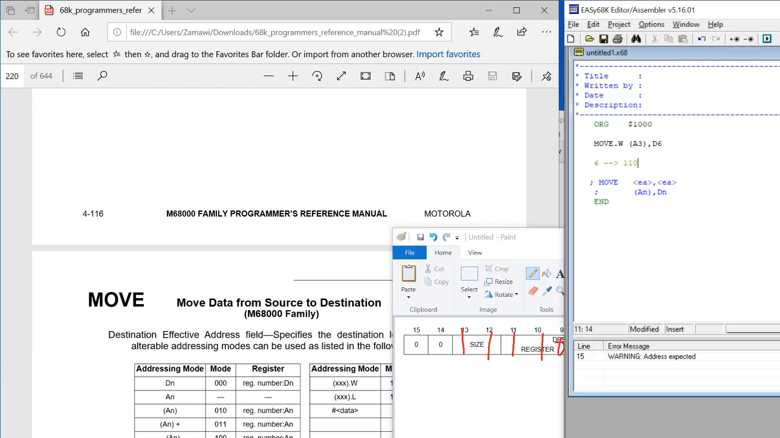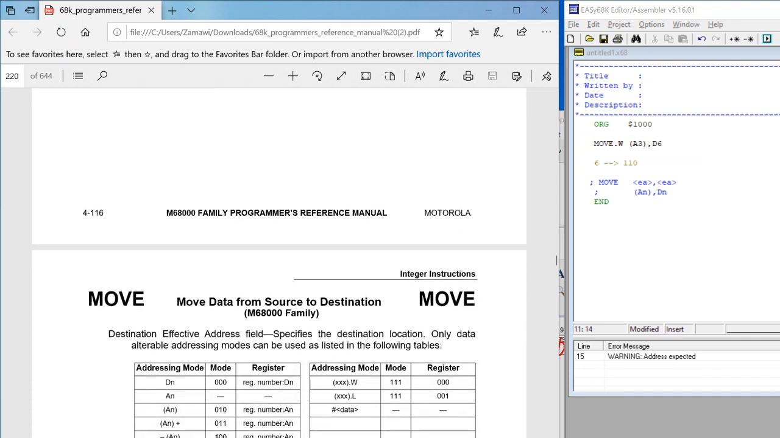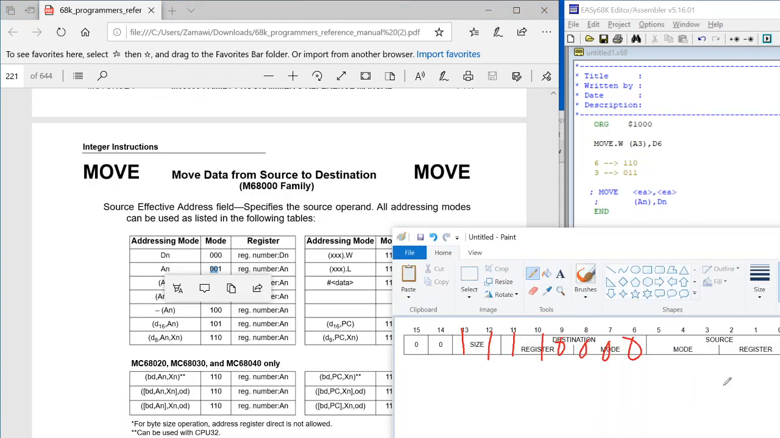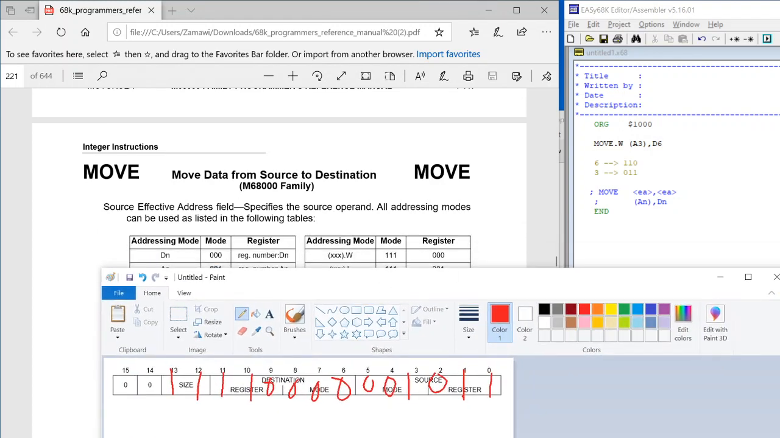Your source now is actually this pattern (A3). For the source you have to refer to the source effective address table. So you are referring to An. Your mode will be 001, and again the register is based on the register number for the address here. So this is A3, the number will be 3. Convert it to binary: 3 means 011. The mode is 001. So insert it back. Mode will be 001, and the register is number 3, 011.